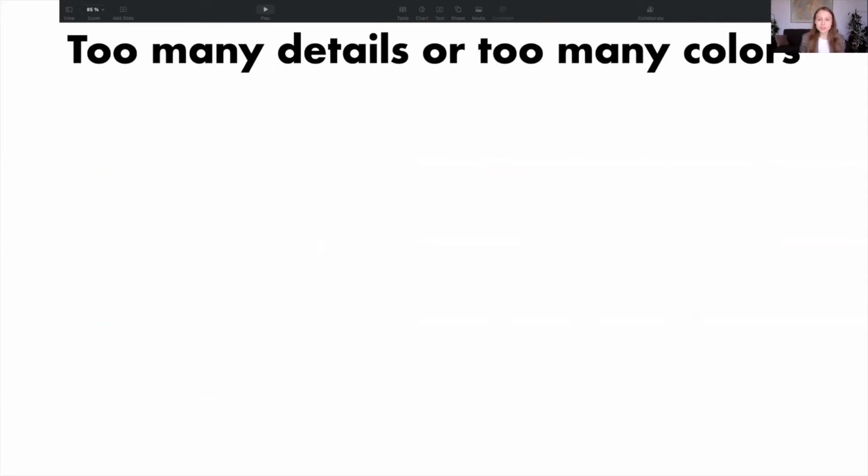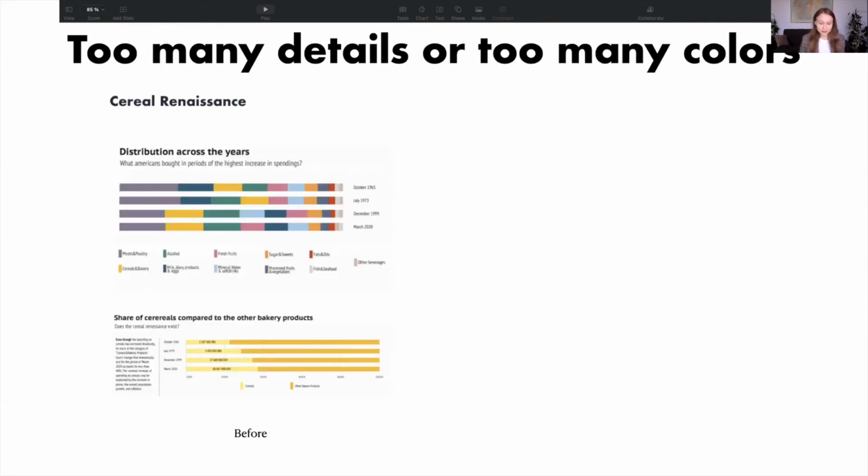Too many details or too many colors. This is my visualization that I made for one of the Makeover Monday challenges. And to be honest, I liked it. At first, I really liked it. I liked the variety of colors, how they are combined, and overall design.